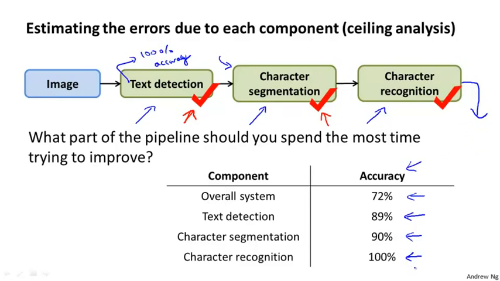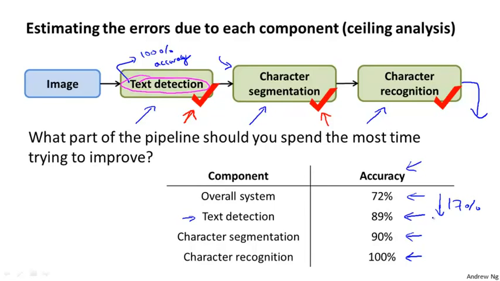Now, the nice thing about having done this analysis is we can now understand the upside potential for improving each of these components. So we see that if we get perfect text detection, our performance went up from 72 to 89%. So that's a 17% performance gain. So this means that if we take a current system and we spend a lot of time improving text detection, that means that we could potentially improve our system's performance by 17%. It seems like it's well worth our while.